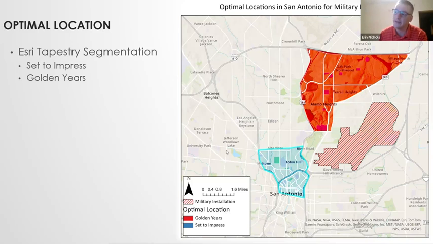So the first one that I'd like to highlight is the blue area, called Set to Impress, which is established by the Esri Tapestry segmentation. They're characterized by mid to large apartment complexes that offer below average rents. These developments are typically integrated into neighborhoods alongside businesses or single family homes, creating a diverse living environment. The demographic for this area is about 20 to 30 years of age, many of them single individuals. This aligns closely with the military demographic, which includes a number of young single service members who don't have a lot of family members that live with them.